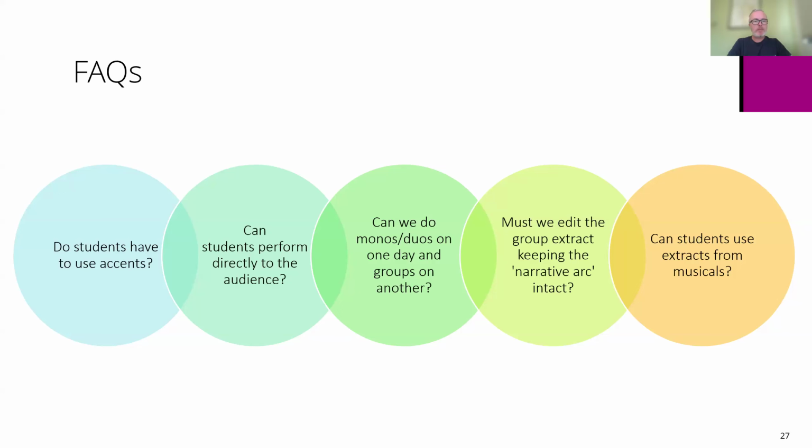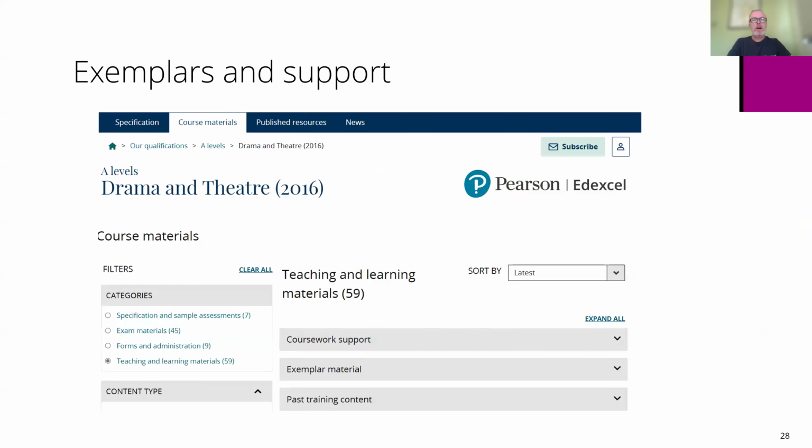So we've got lots of examples of work on the website in those sections again, those 3 sections: coursework support, exemplar material, and past training content. And we've got work from Macbeth, Pink Mist, Dogs Barking, Arabian Nights. Lots of choices are available.